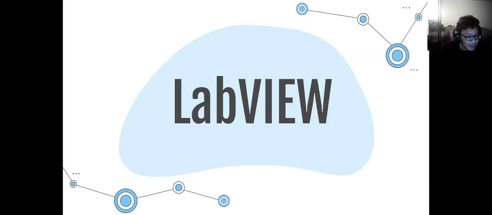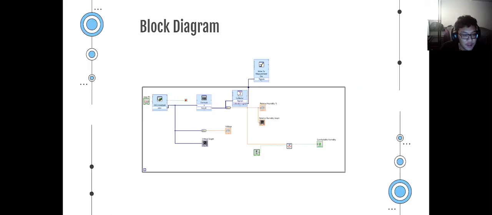Now I'm going to be talking about LabVIEW. This is the block diagram. And as you can see, this is all in, except for the write to measurement file, a conditional loop. So the input from my physical circuit is going to go into my DAQ Assistant, and that's going to feed into my formula express VI.